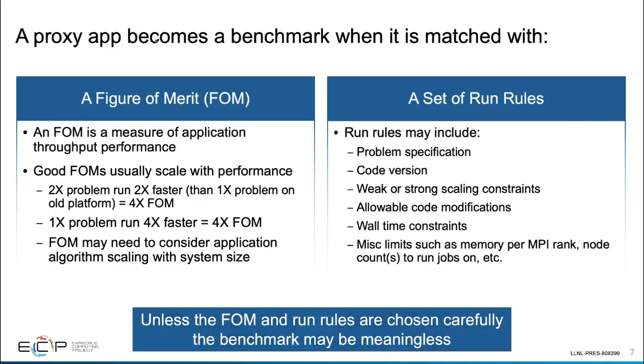All right. Now, if I want to turn a proxy app into a benchmark, there are two things that I absolutely need. I absolutely need a figure of merit, and I absolutely need run rules. That figure of merit is that measure of application throughput performance. If you don't have a figure of merit, then your proxy app is not a benchmark. And good figures of merit tend to scale with performance. So for example, if your problem runs 2x faster on a problem that's twice as large, that's 4x in the figure of merit. If you run a problem that's 1x as large and it runs 4x faster, that's a 4x increase in the figure of merit. Figuring out a good figure of merit is often tricky.